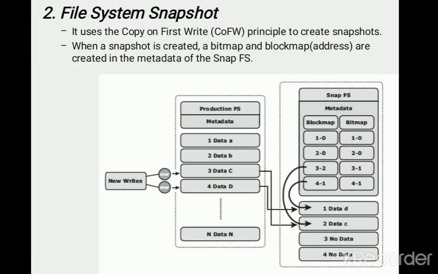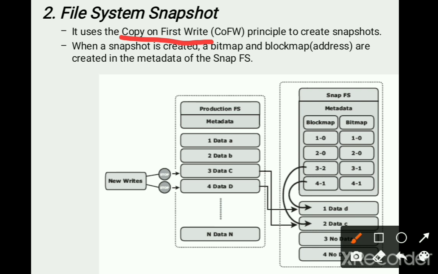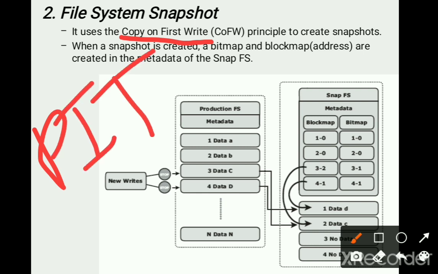Okay, so for that purpose they have come up with another one called the file system snapshot. In this file system snapshot, they are using the principle called copy on first write, right? Here you can see it is copy on first write. So this principle they are applying and they are taking the snapshot of the file system. Now when I am taking the snapshot of the file system each and every second, what I call a point in time is being created.